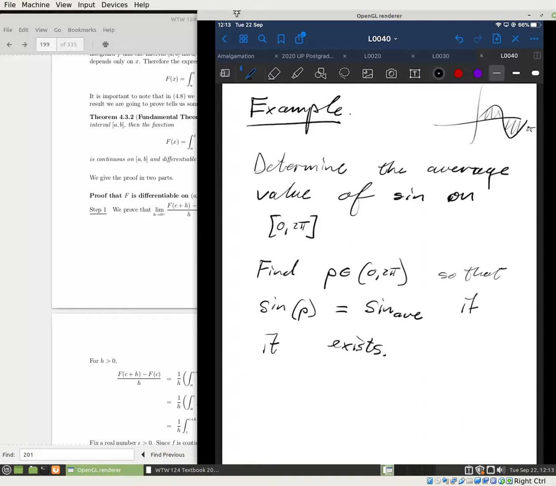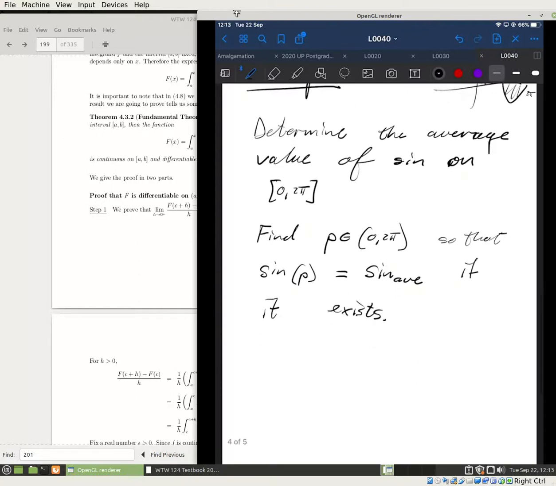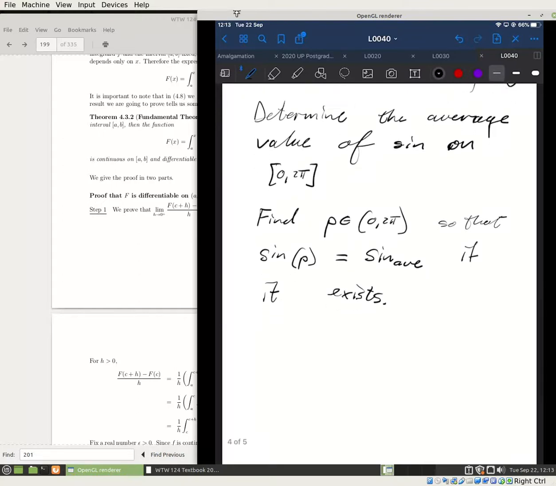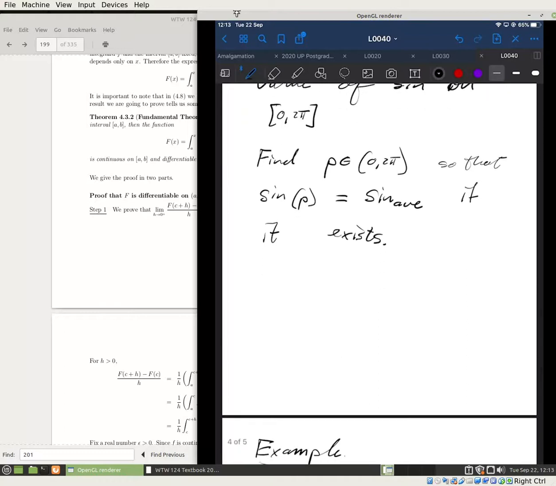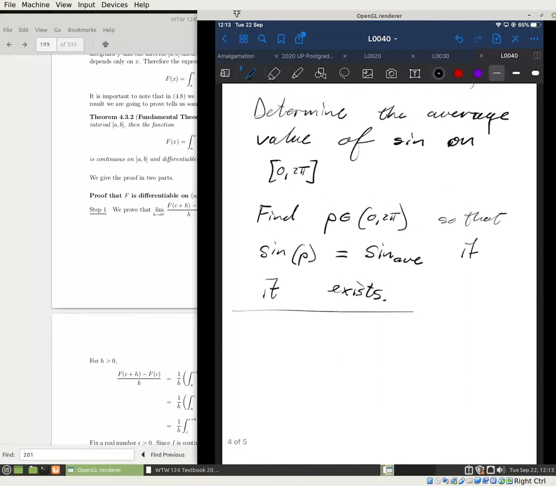Okay, let's take a look at this example. Determine the average value of sine on the interval from 0 to 2 pi and find a point P in the open interval from 0 to 2 pi so that the function value of sine at P is equal to the average value, if such a P exists. So let us determine the average value of sine.